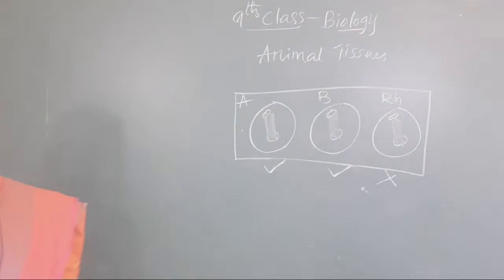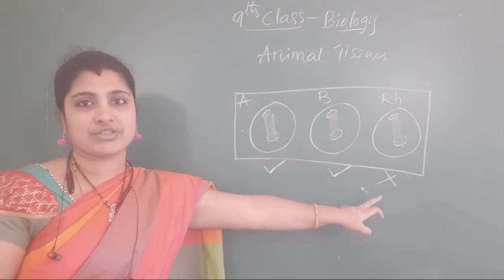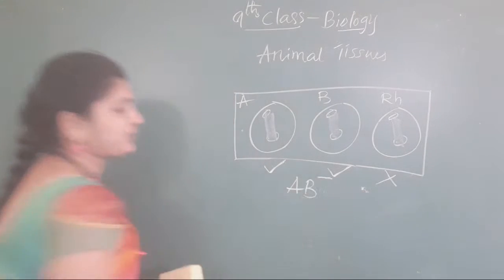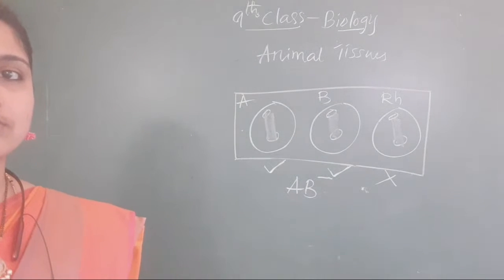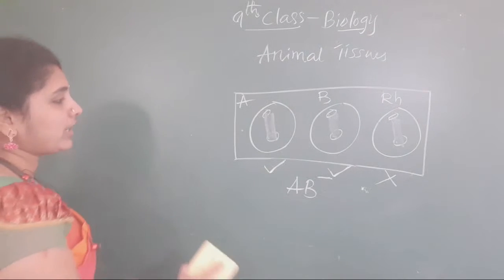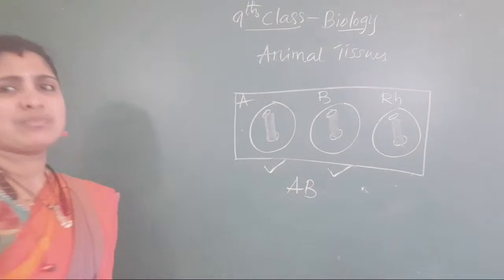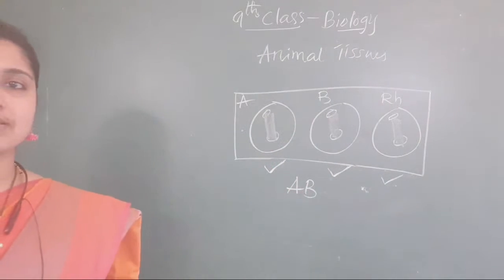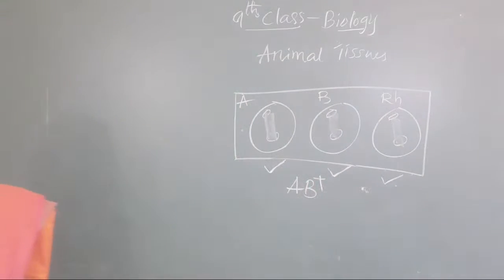Which blood group is it? A is present, B is present, but RH is absent. No clumps formed in RH. So AB negative. And if you are seeing clumps in all three, it means AB positive.